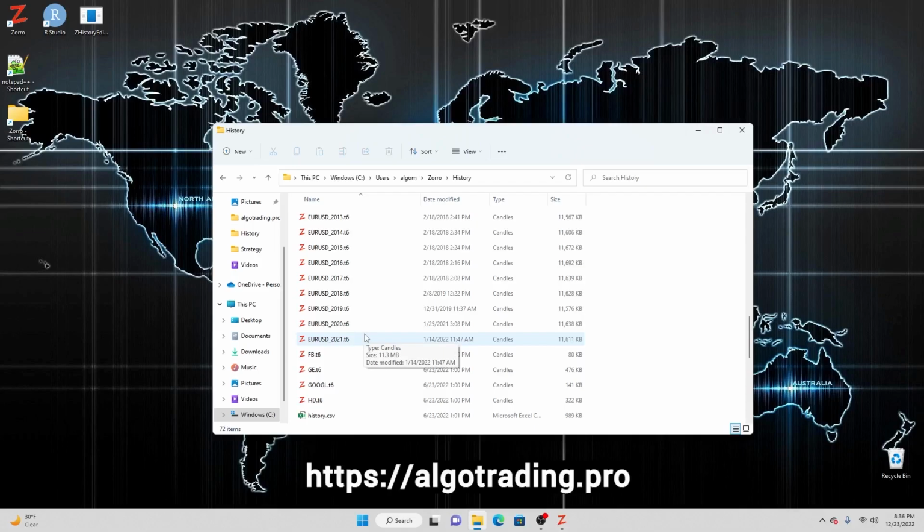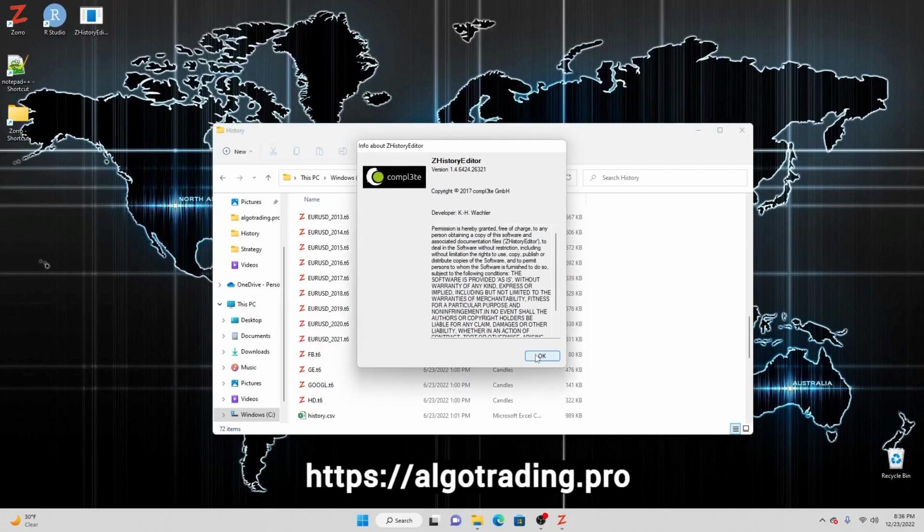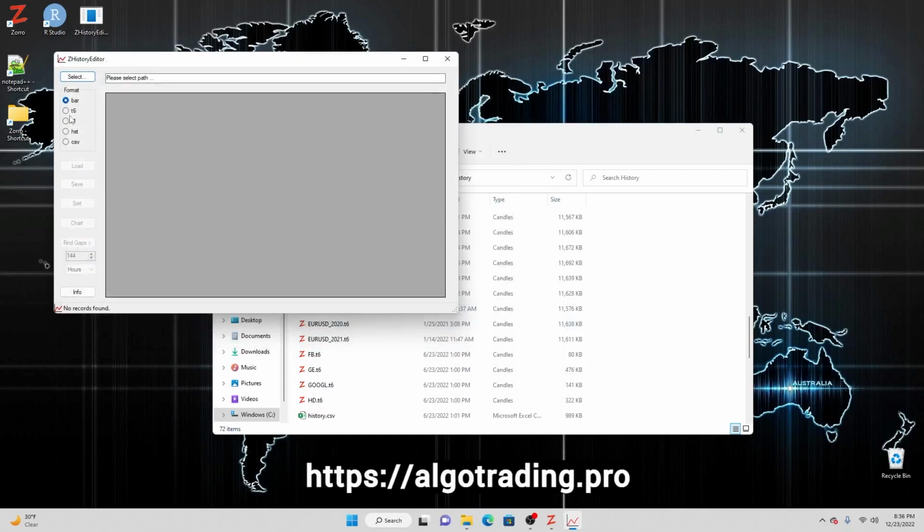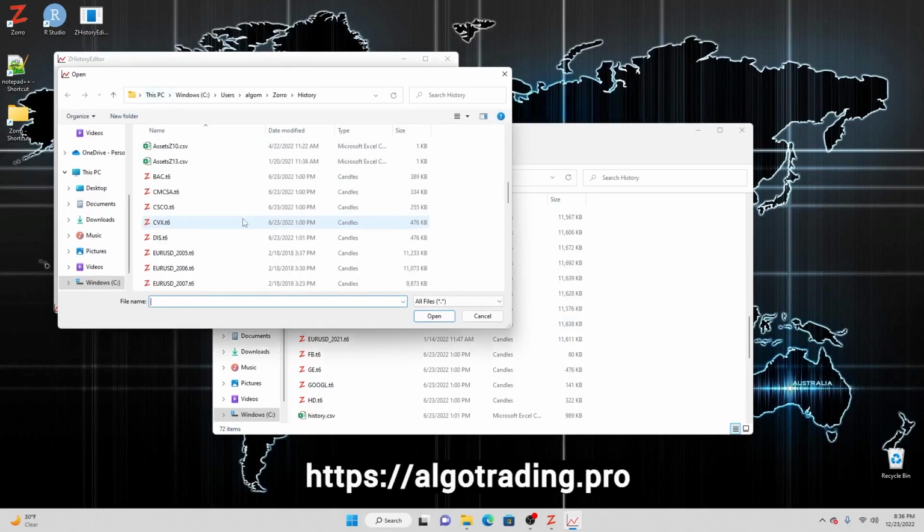Now, as you know, T6 files contain basically candles, open, high, low, close format, volume format kind of files. But let's open one just to make sure we understand what we're doing here. So what data are we using? So let's just set the format for T6 and let's open one of them.